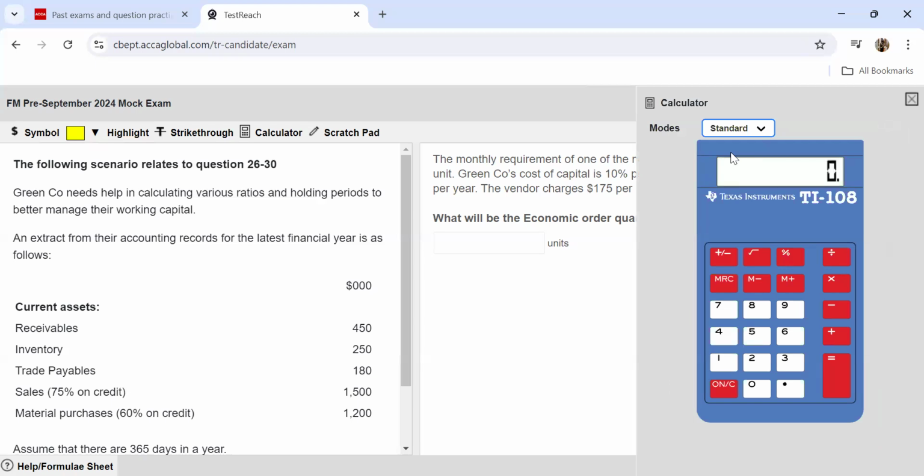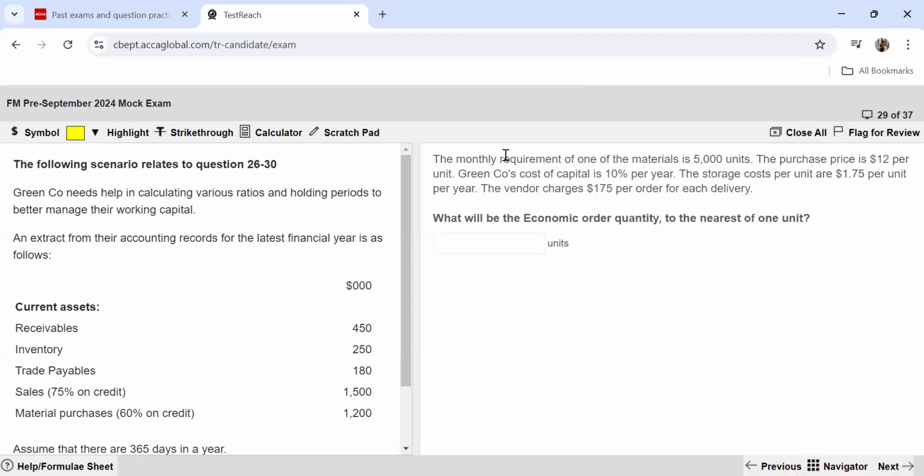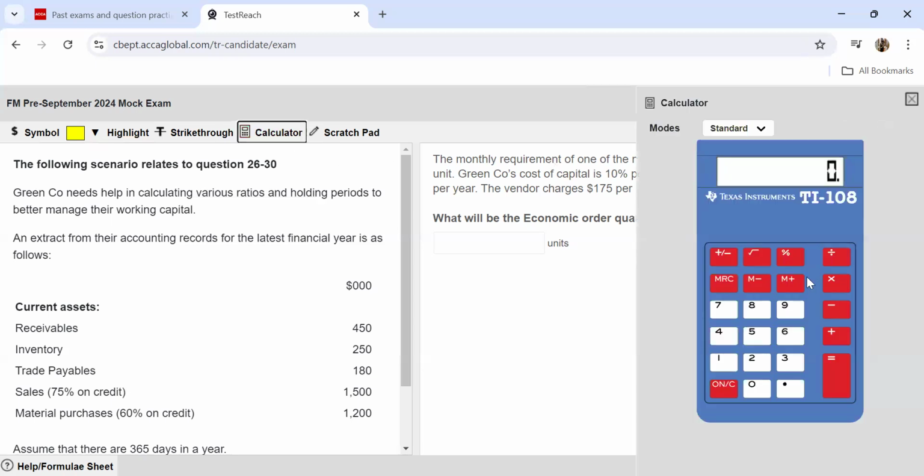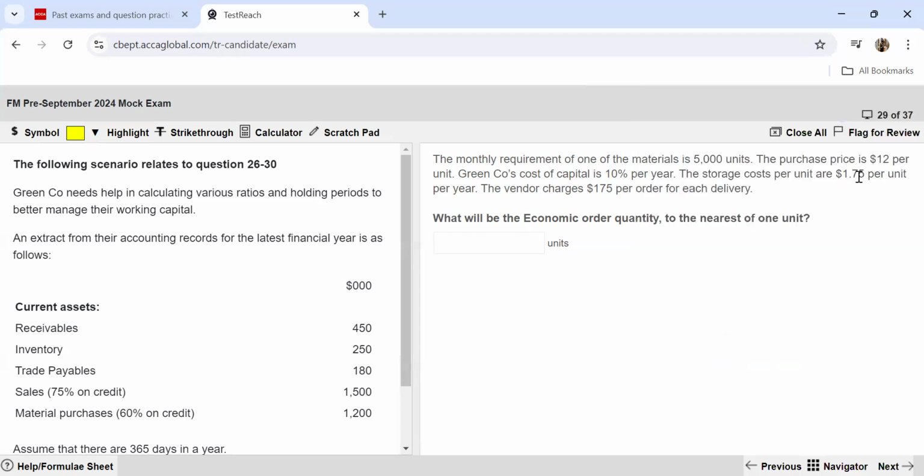No worries. So let's first find out everything, as you know, in the EOQ model is based upon the annual figures. So the monthly requirement is given to us of 5,000 units. So yearly, we'll be able to find out by multiplying by 12. So 5,000 needs to be multiplied by 12. This is your annual demand, 60,000 units. Ordering cost is already given as 175. Holding cost is given to us as 1.75, and we also have a cost of capital.